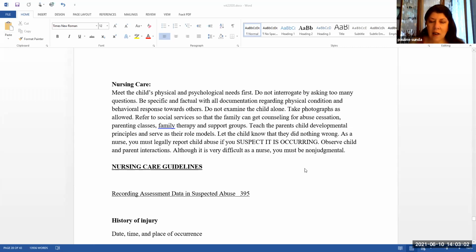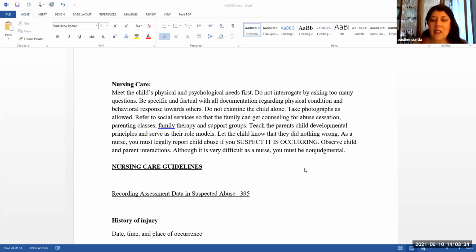So nursing care. Here you want to meet the child's physical and psychological needs first. Do not interrogate by asking too many questions. Be specific and factual with all documentation regarding physical condition and behavioral response towards others. Do not examine the child alone. When a child comes in, you want to have two people present. That prevents anyone from saying, that mark wasn't here when I brought my child here.